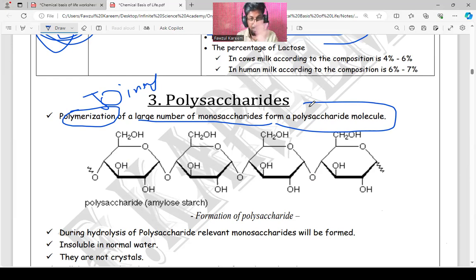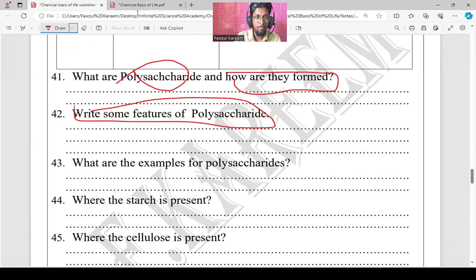That is not the actual definition, but for now, for your knowledge, just write joining. You will understand the actual definition of polymerization in unit number 14. So joining of a large number of monosaccharides is a polysaccharide.